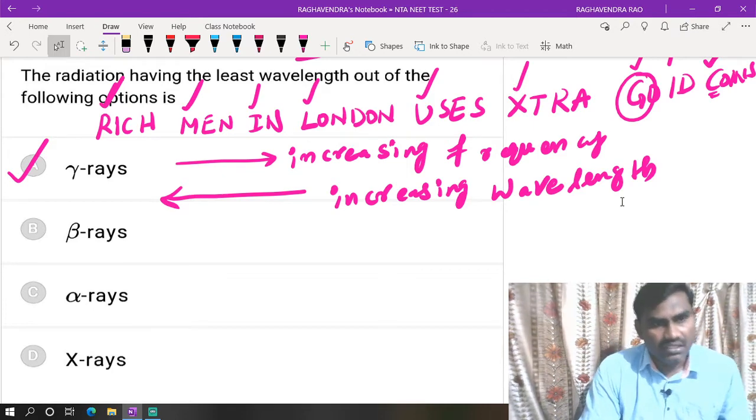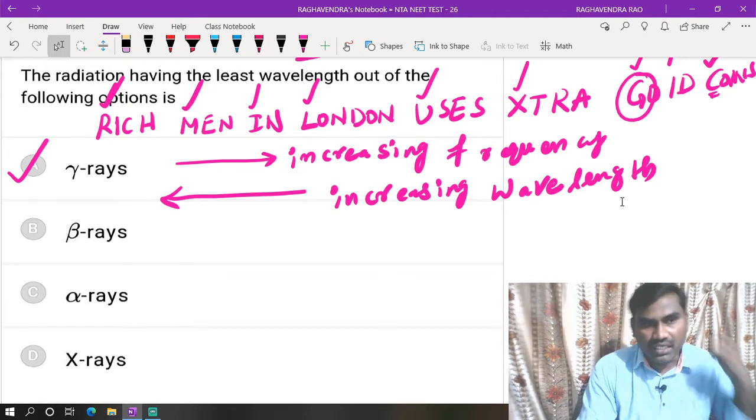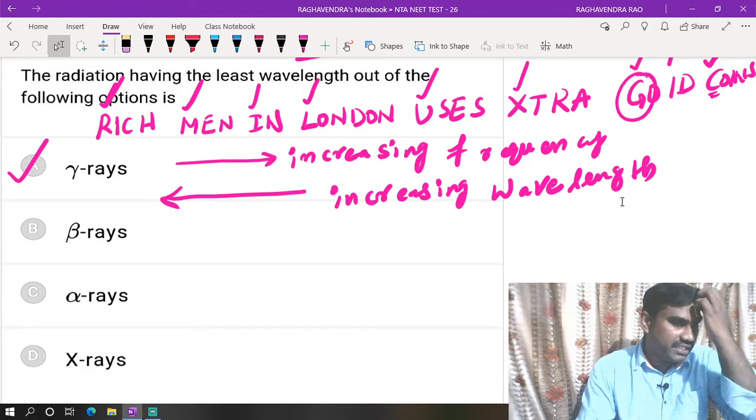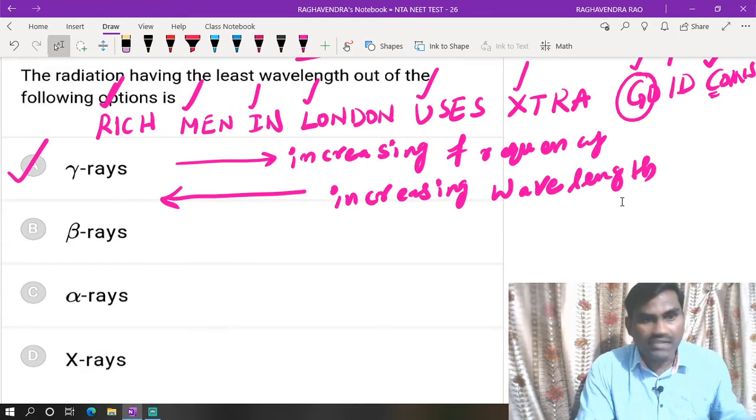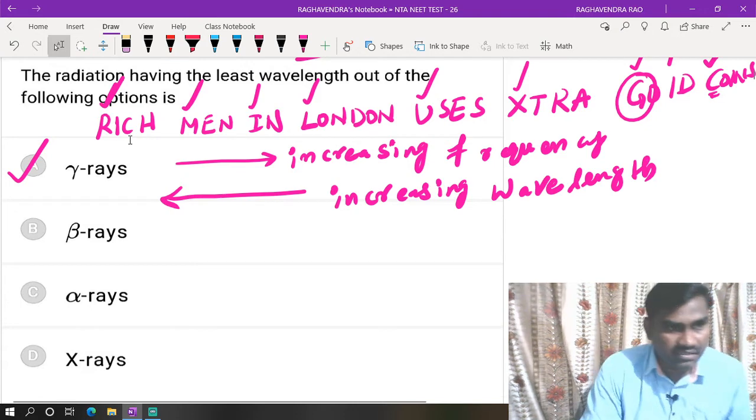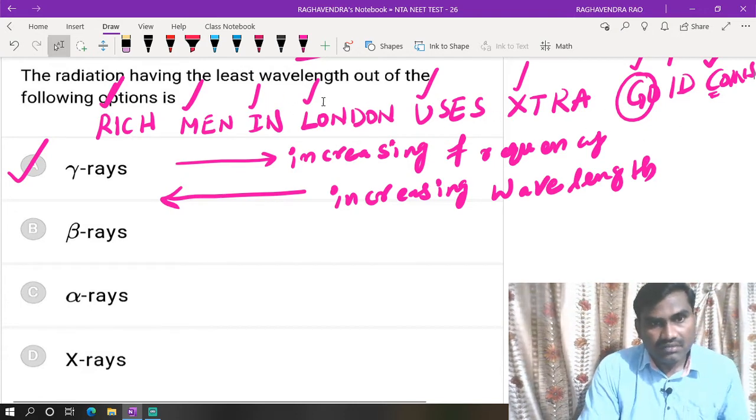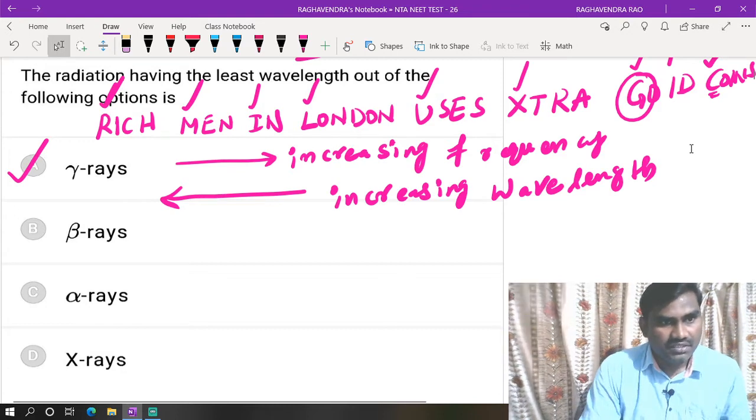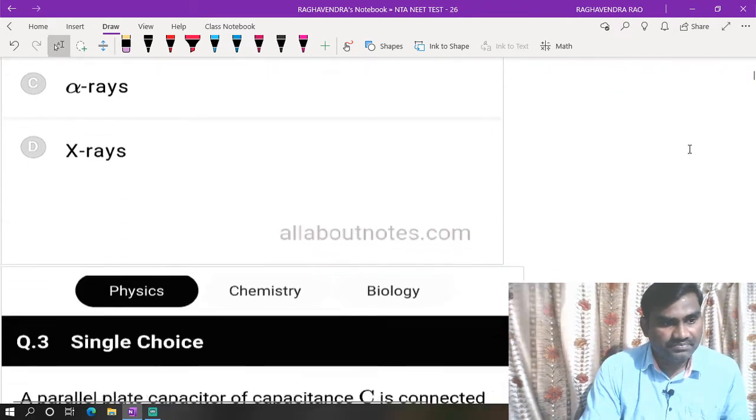In general, it's very easy, but while writing the examination, with the pressure, you may get confused. Because of that reason, we may use this sentence for identifying the order of the electromagnetic spectrum.